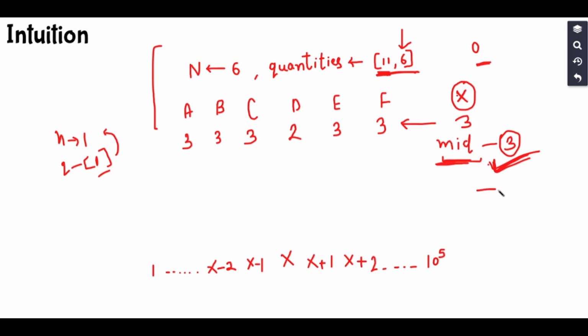Let's say we guess mid as 4. Is it possible to achieve 4? Let's check that. Let's start assigning the products from the very first store. Assign 4 products of type 1 to store A. Assign 4 products of type 1 to store B. Now assign 3 products of type 1 to store C, because 3 are the remaining products of type 1 that we have. Now I have delivered product of type 1.